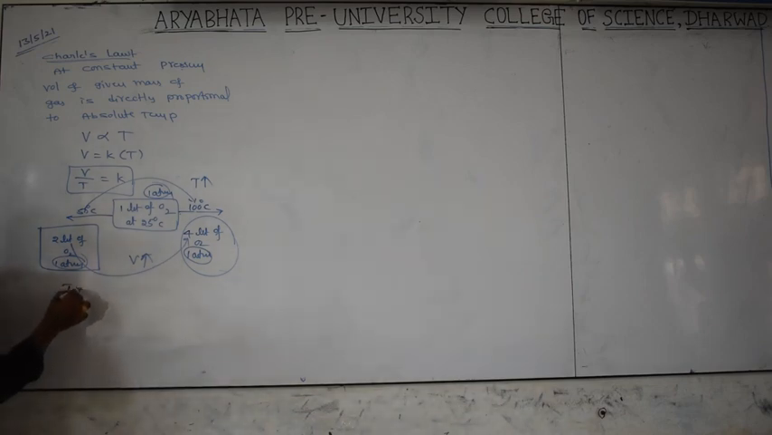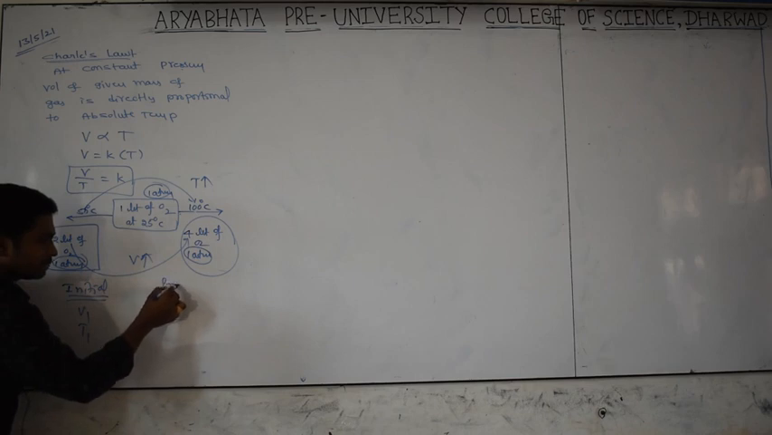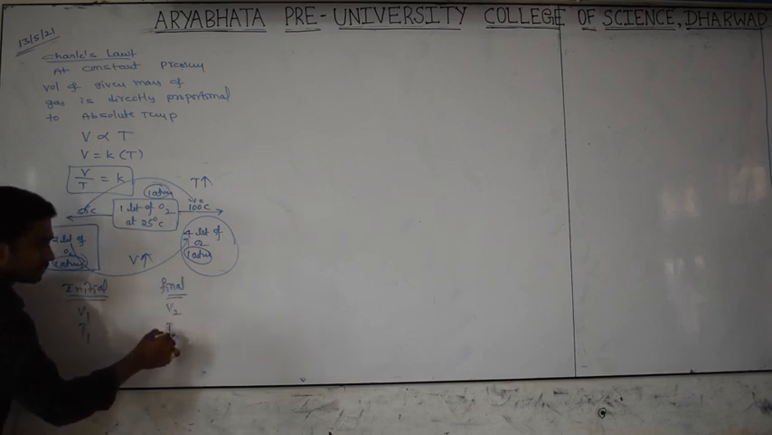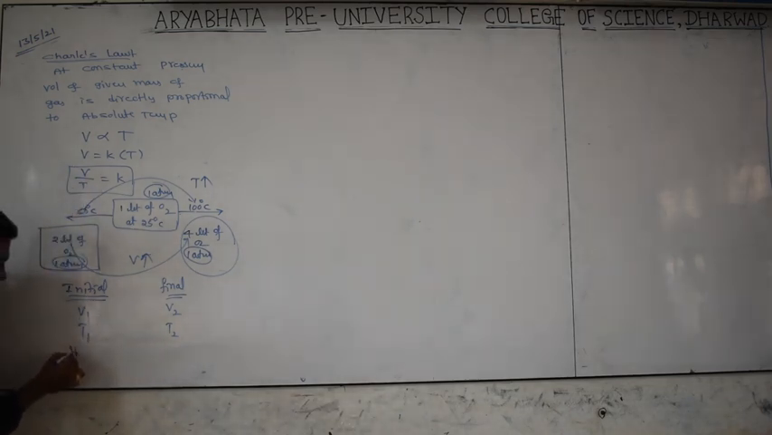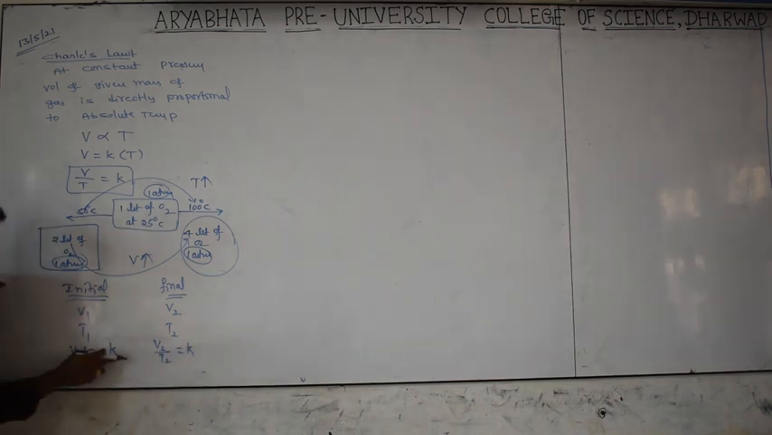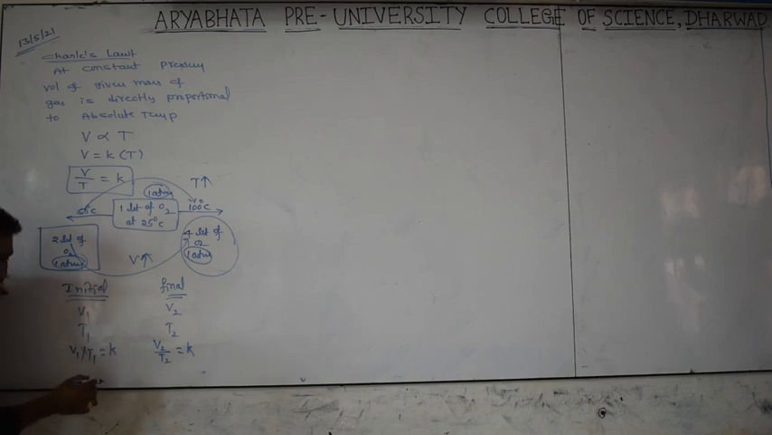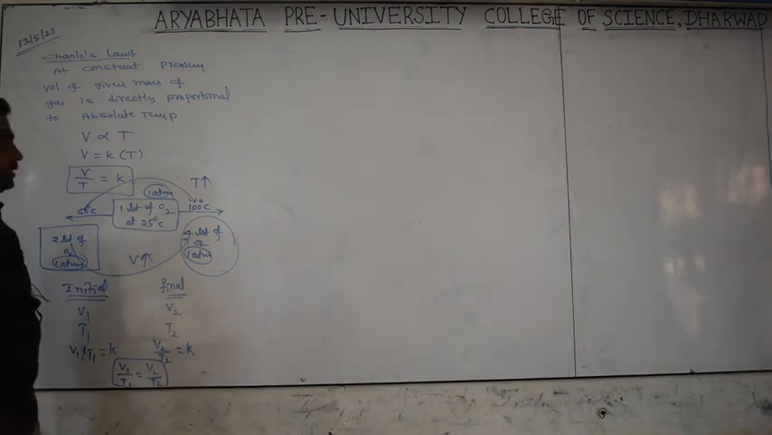Okay, I am taking the same information. Initially the volume is V1 and the temperature is T1. Finally we have volume V2 at temperature T2. What can we tell? V1 by T1 is equal to K, and V2 by T2 is equal to K. If A equals C and B equals C, then A equals B equals C. That's why V1 by T1 is equal to V2 by T2. This is Charles's law for a gas at two different conditions. Have all of you understood? Yes.